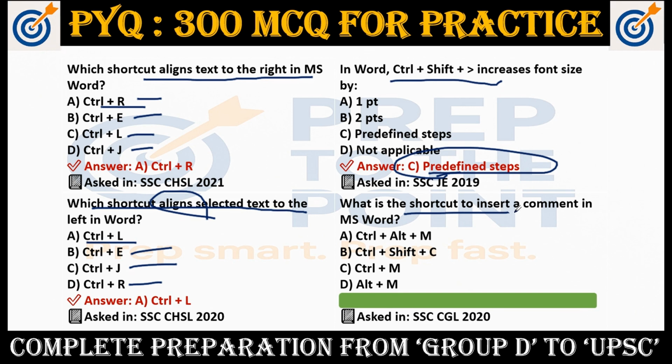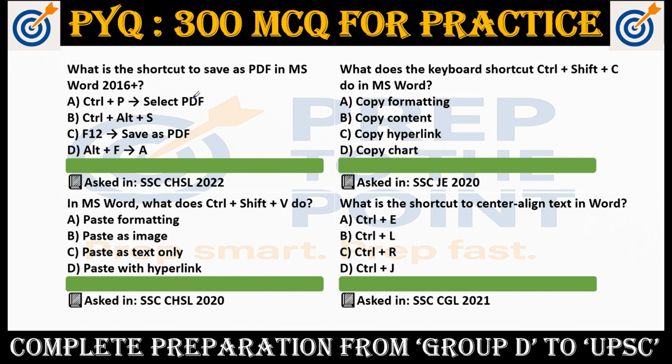Shortcut to insert a comment in MS Word. Control Alt M. Control Alt M to insert comment. To save as PDF in MS Word: Alt F A. Alt F A to save as PDF in MS Word 2016 onwards.